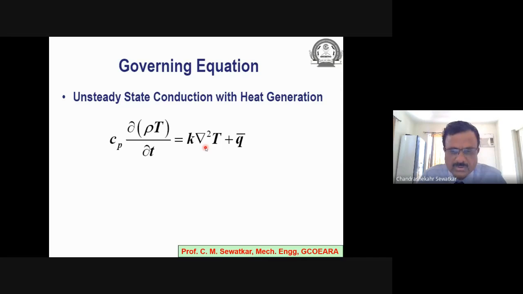So T is a function of x, y, and time. Capital T, that is temperature, is a function of x, y, and time. So that is the objective. Once you get the temperature distribution, you can find out the other parameters like heat transfer across the phases.